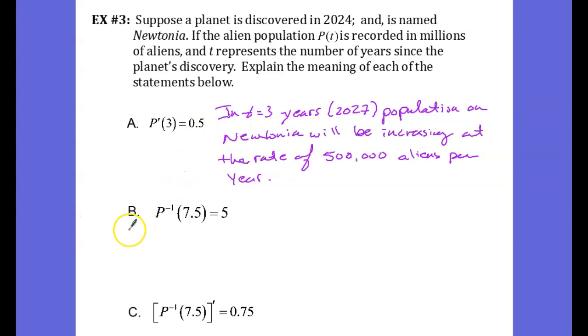Now let's look at part B. In part B, we're told that P inverse of 7.5 is equal to 5.